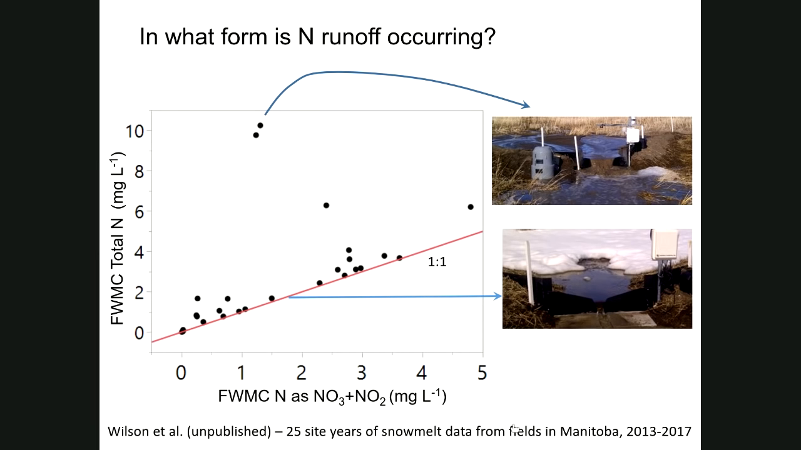What's shown in this figure are the flow weighted mean concentrations for the entire snowmelt period of nitrate and of total nitrogen. So this includes particulate and dissolved forms. And in most cases, there's clustering pretty close to this 1-to-1 line, which indicates 100% of the nitrogen moving as nitrate. And this is fairly typical of what we've seen in some of the other paired watershed studies.